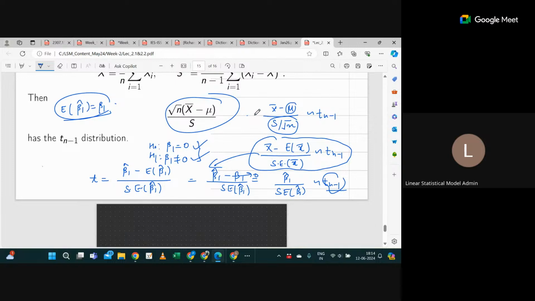Are you able to relate this formula to this one, right? These are all things we'll see in the upcoming weeks actually. I'm hoping you got some sort of idea.